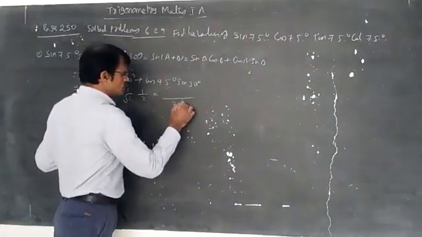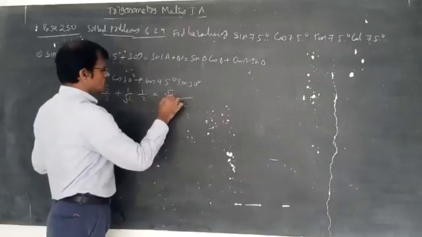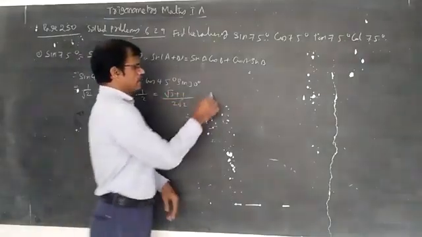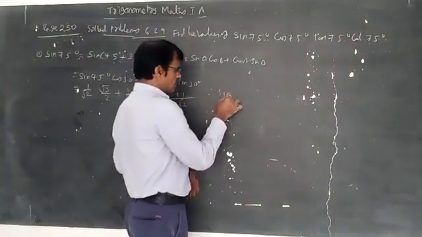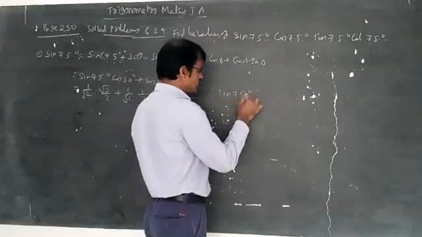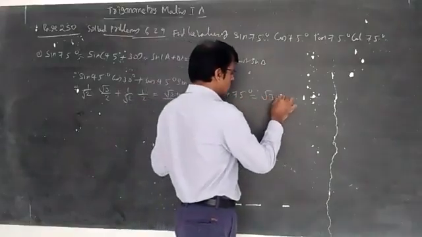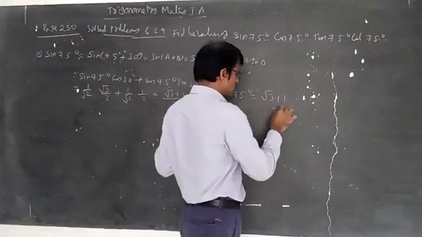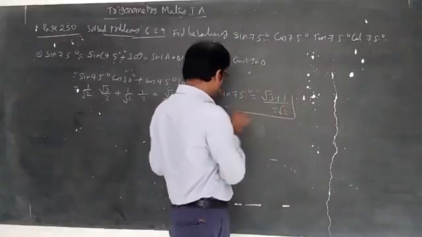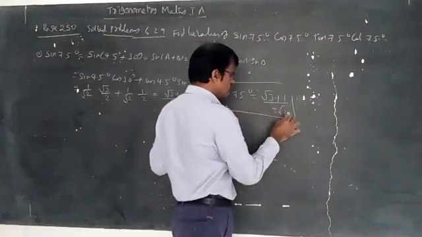So 2 root 2 is the LCM. Here root 3 plus 1 over root 3. Therefore, I am writing here sin 75 degrees is equal to root 3 plus 1 by 2 root 2. This is a most important formula.